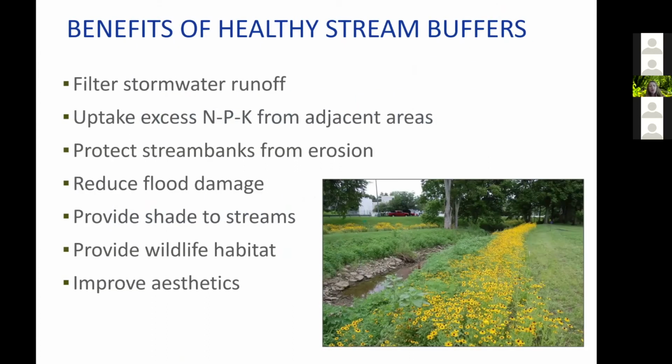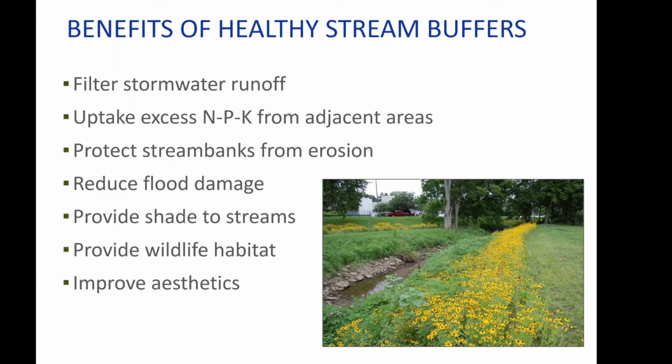So healthy stream buffers provide lots of benefits. We call those ecosystem services. First and foremost, these buffer zones filter stormwater runoff. And so if we have a situation where we have a heavy rain and we have surface runoff coming from the adjacent land and landscape, the stream buffer is going to be a filter before that water and runoff gets into the stream. And so some of the things that that buffer can do is uptake excess nutrients that might be coming from adjacent areas.